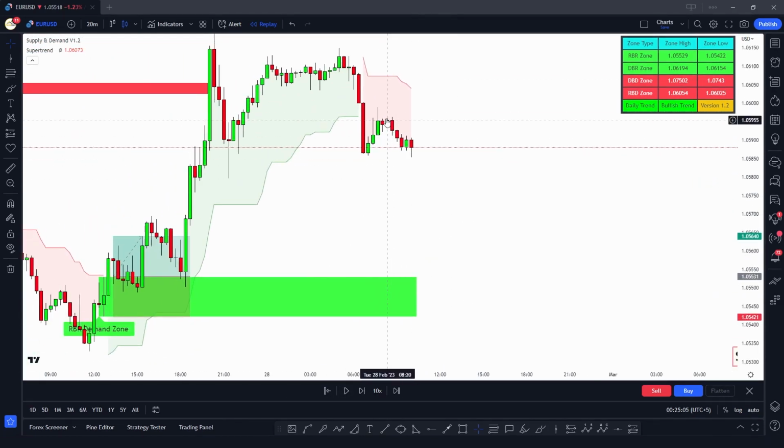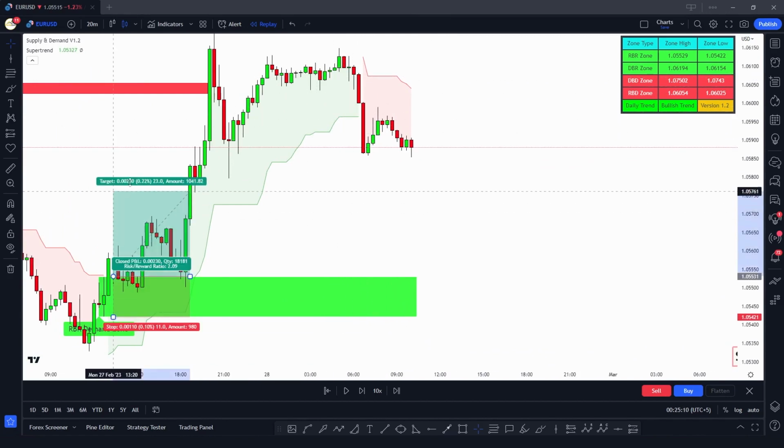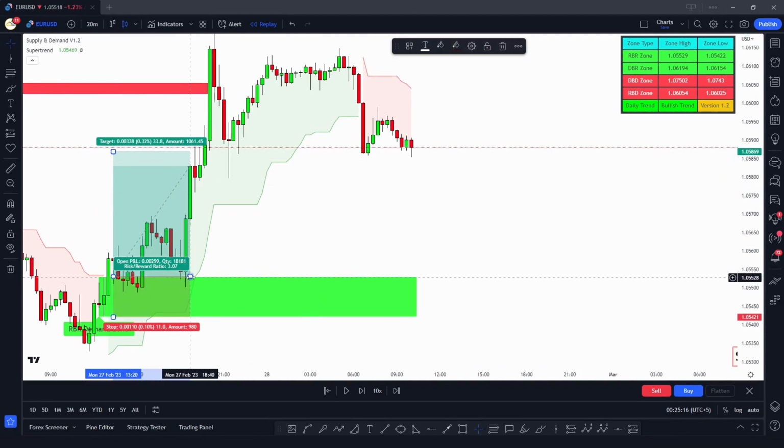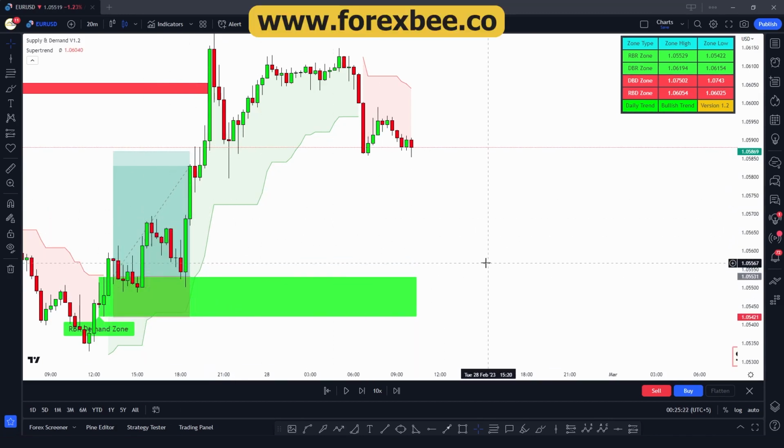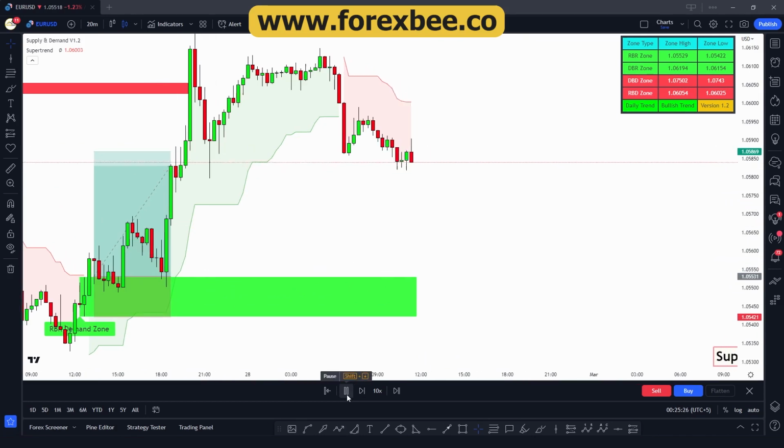So as you can see, on this candle the trend changed from bullish to bearish. So we can close our entry at the close of this candle here, and this trade again is a profit of 3 risk to reward ratio, which is again very good. Now let's wait for the formation of any other supply or demand zone, and we'll be taking that trade.